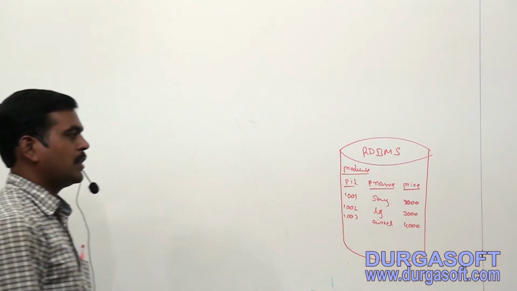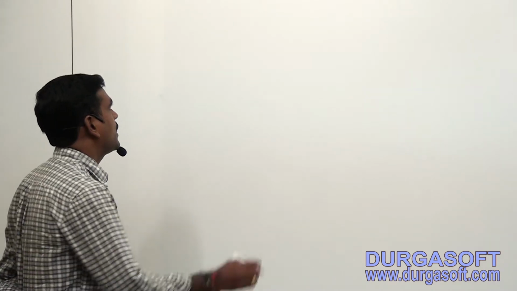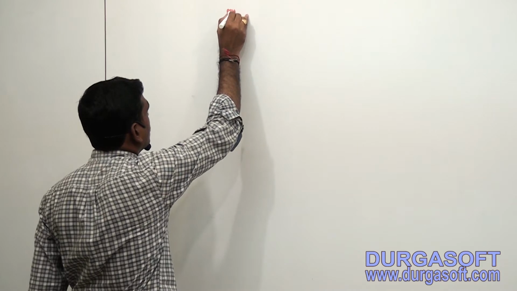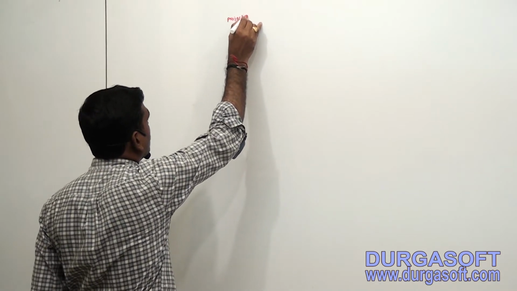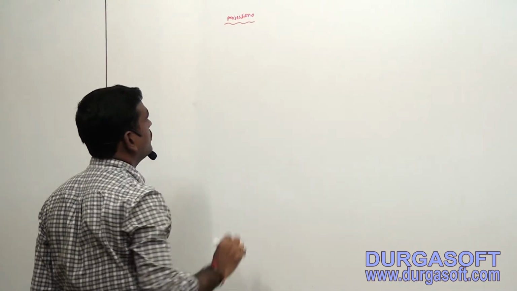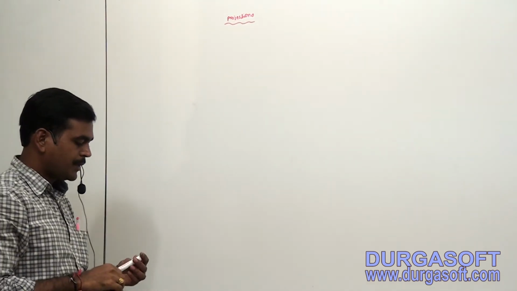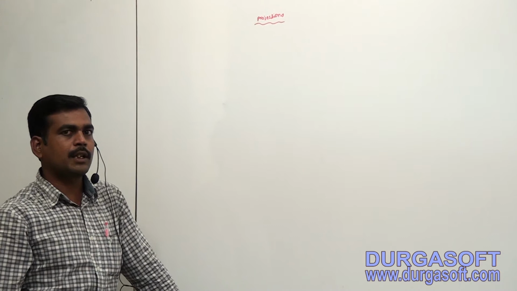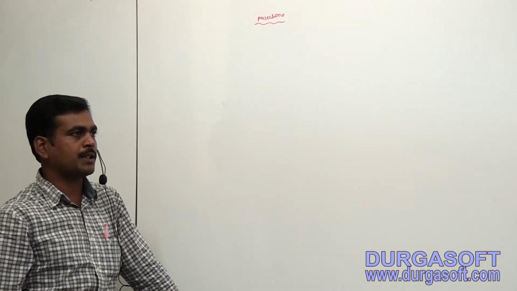Now I want to display the price and the product name. I don't want to display all the records. Sorry, I don't want to display all the columns. I want to display particular columns. If we want to display particular columns, we have to go for one concept called projections. Using this projections concept, we can display the partial columns. We can get the partial columns from DB to front end application.